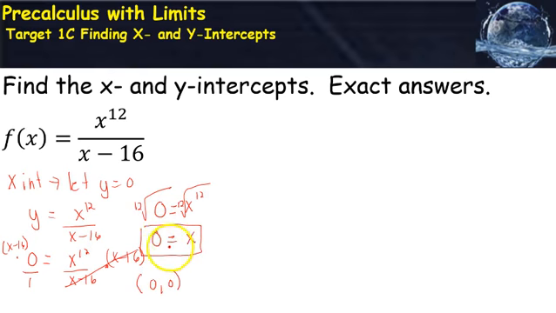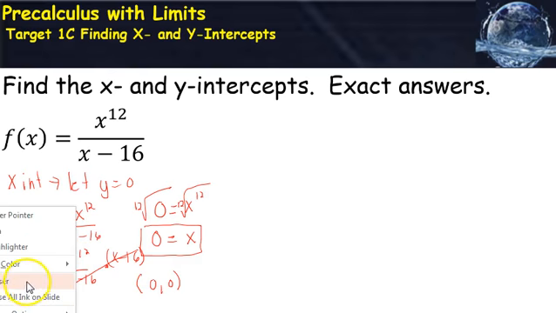So because my x-intercept is 0, and to find the x-intercept, the y value is always 0, it's (0, 0). So this means this is also one of the y-intercepts. But there might be another y-intercept, so we need to double check and make sure if there's more than one, we need to find all of them. Okay, so I'm going to switch colors, and I'm going to go with blue.